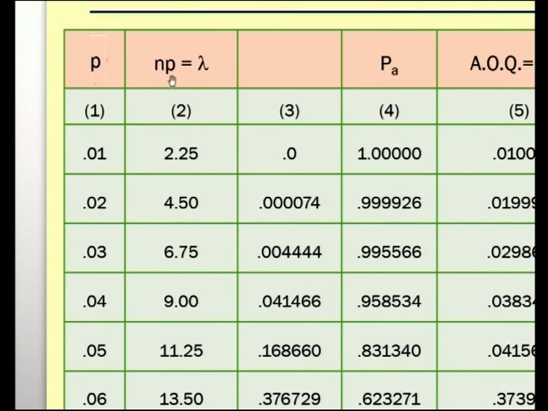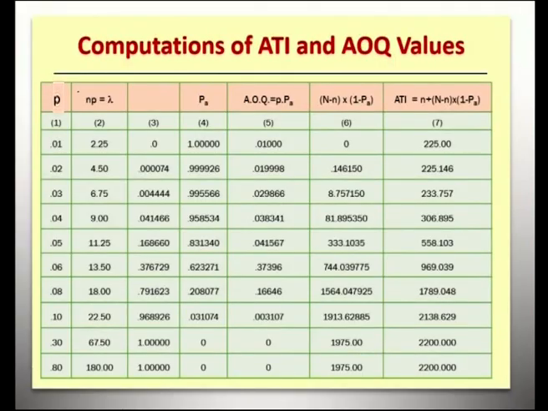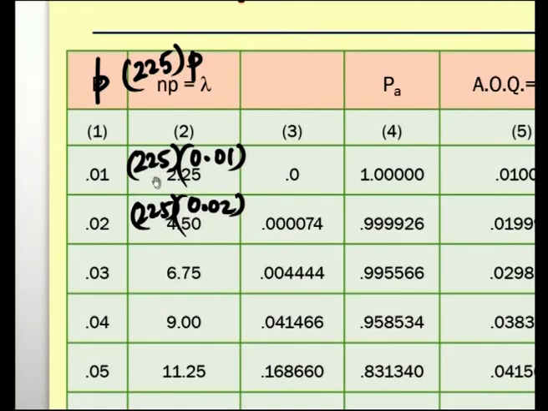Lambda is equal to n into p, in the sense n is equal to 225, therefore 225 into p. So, this particular value 2.25 is obtained as 225 into 0.01. Then next is 225 into 0.02. The 225 into 0.01 is 2.25 and 225 into 0.02 is 4.50.